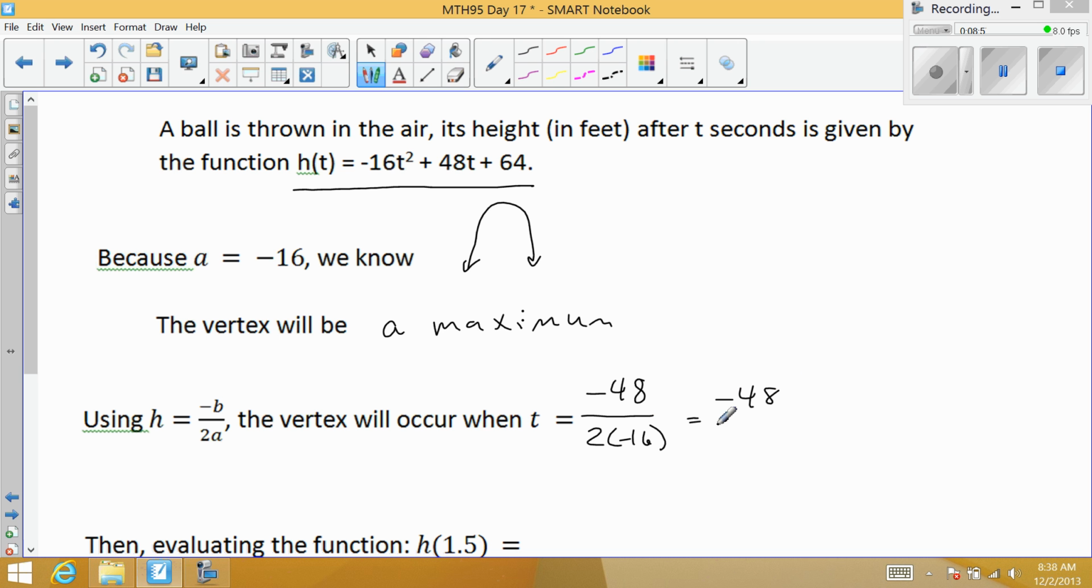So that's negative 48 over negative 32, which will reduce down. Those are both negatives, the negatives will cancel out. Looks like 4 would go into both of those. Let's see, that gives us 12 over 8. Reduces down again, another 4 goes in there. 3 over 2, or 1.5. So the ball will reach its maximum after 1.5 seconds, again, because t is being measured in seconds.